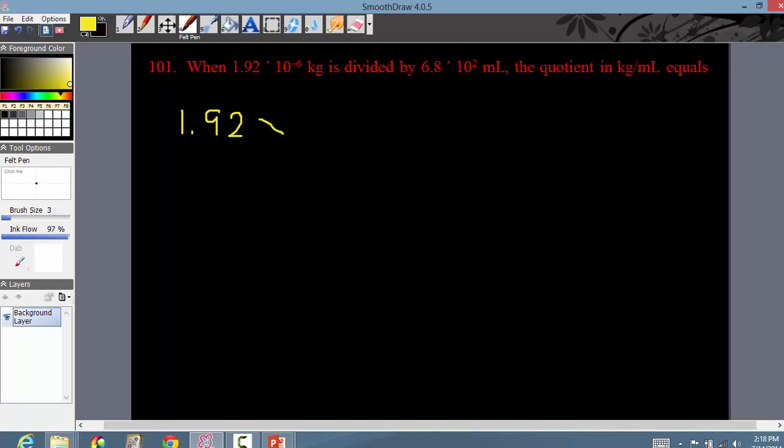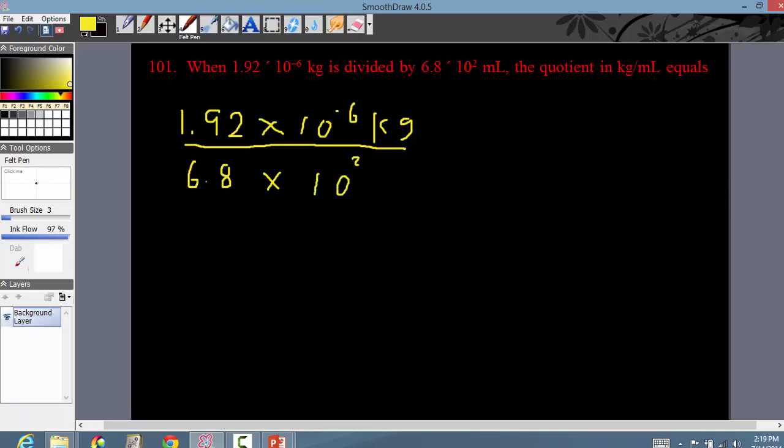So you've got 1.92 times 10 to the negative 6th kilograms, and that's going to be divided by 6.8 times 10 to the 2nd milliliters. Now what we're going to do is divide the problem into two parts. There is this part, and there is this part.